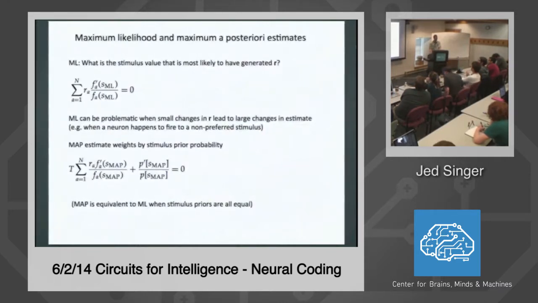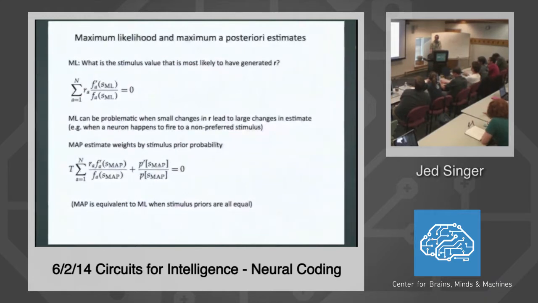One small drawback with the maximum likelihood estimate is that it can be very sensitive to conditions where small changes in the response yield large changes in the estimate. For example, if you happen to get a spike when you're way out in the tail of your firing rate estimate, that's going to give you an estimated stimulus that's rather different than what there actually was.